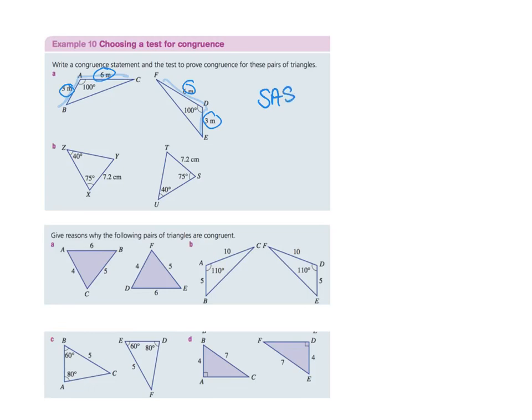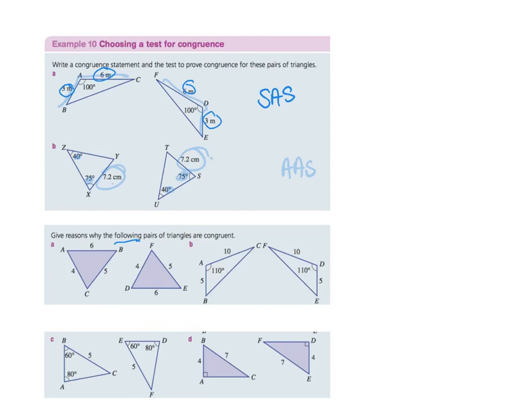Then down here, we have two angles that are the same and a side. We've got 75 and 40, and then one side is the same. So what could we write for that one? AAS. Good. AAS. Excellent. All right, so give reasons why the following pairs of triangles are congruent.